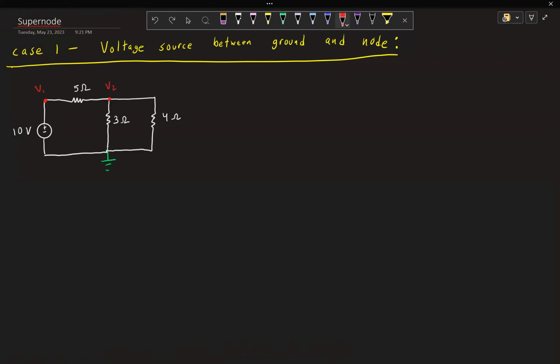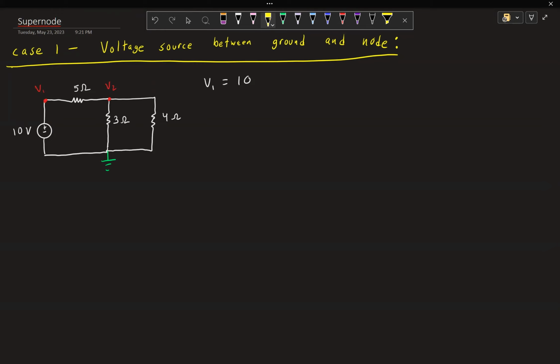So this case is really simple. All you have to do is just set the voltage at that voltage node equal to the voltage source. So here we see the 10 volts is connected between ground and V1. So all we're going to do is say V1 equals 10. Then you just continue solving it like normal.